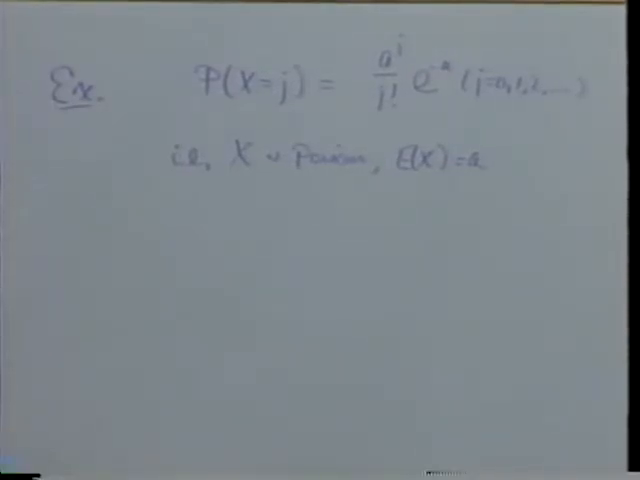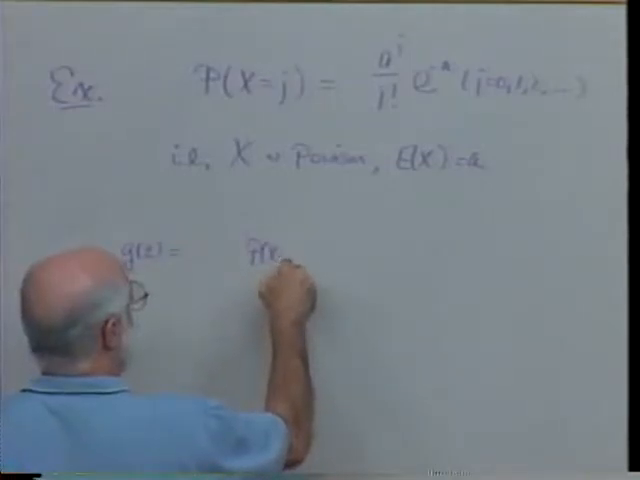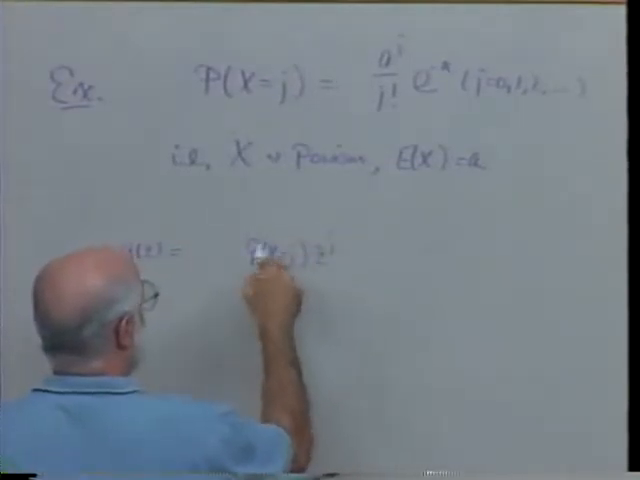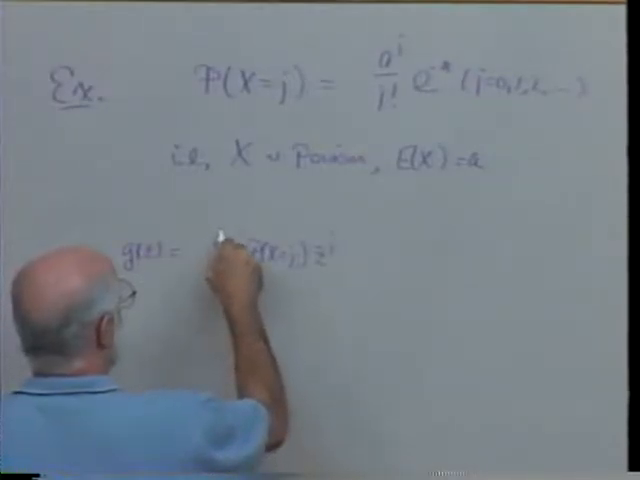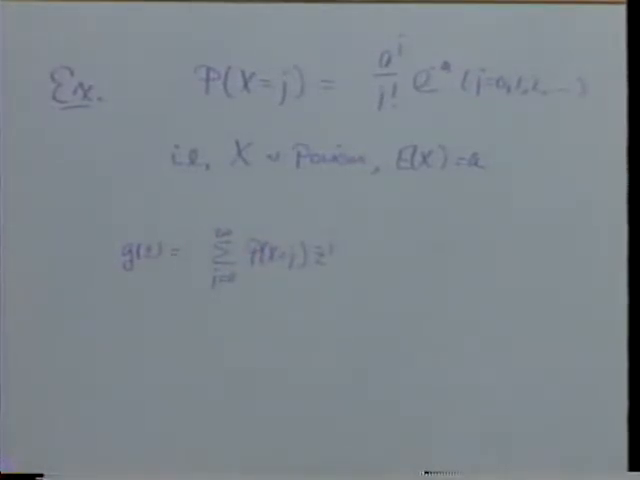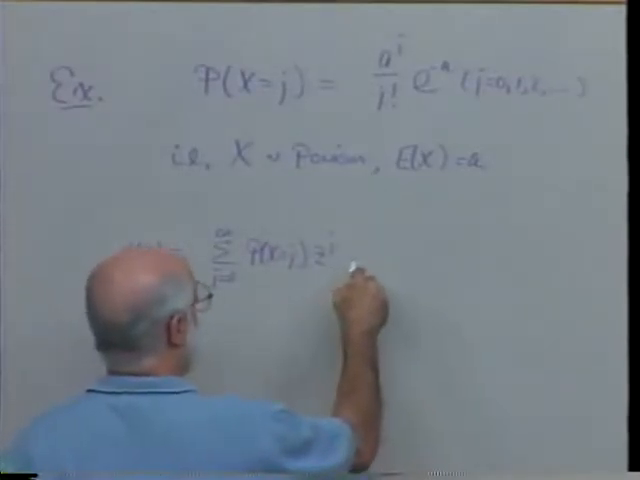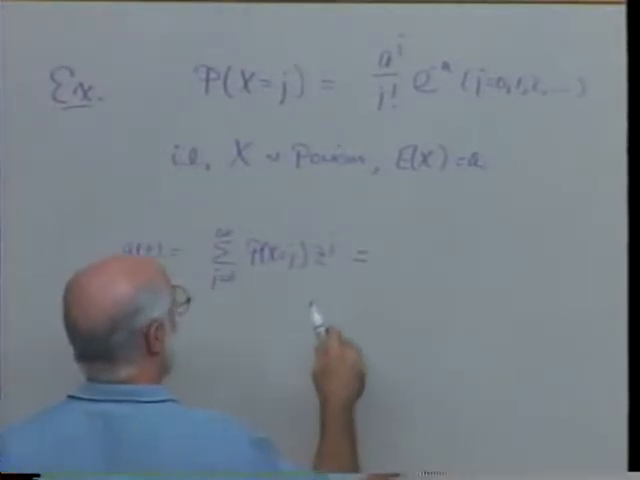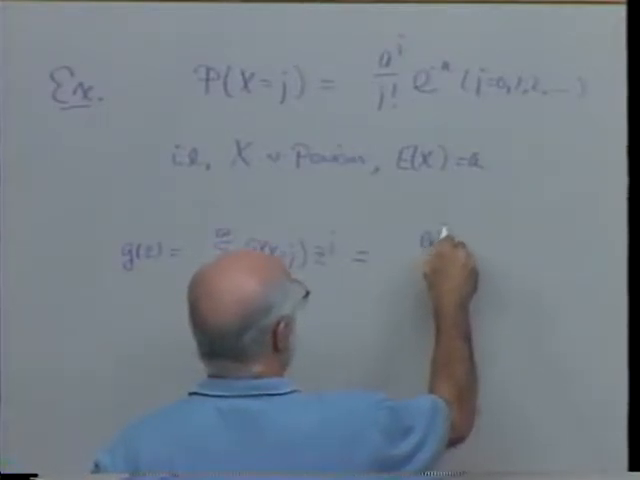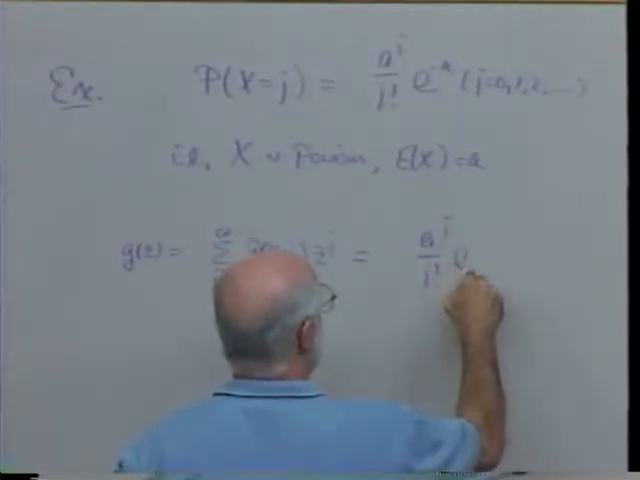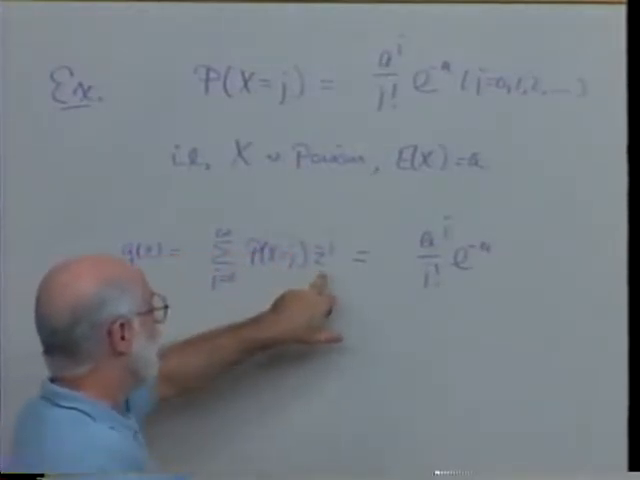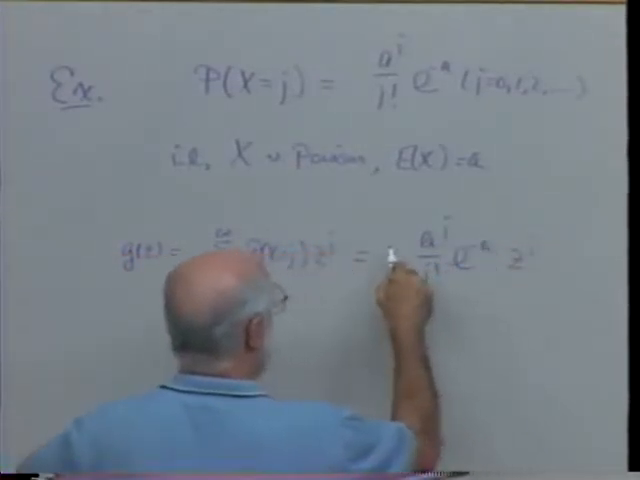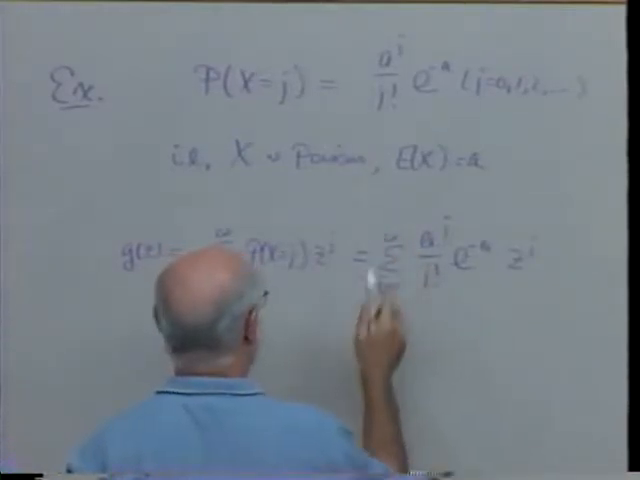Okay, now suppose I wanted to find the generating function of x. So by definition, the generating function would be obtained by taking the probability that x equals j, multiplying by z to the j, and summing over all j from 0 to infinity. That's the definition. So now we just plug in the particular form of the probability, which is the Poisson probability. So what I would have is a to the j over j factorial e to the minus a. That's this part, times z to the j, summed as j runs from 0 to infinity.